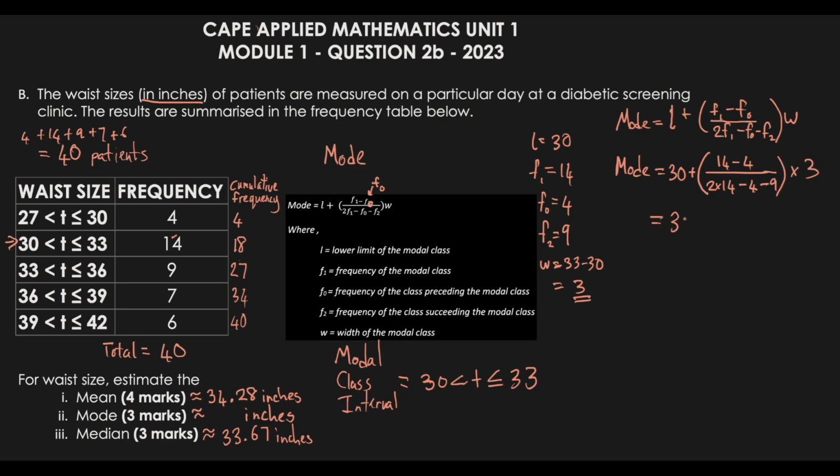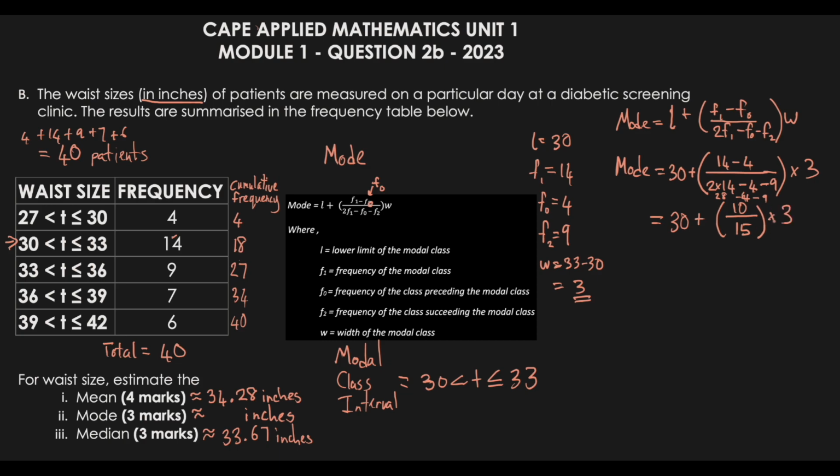So we'll end up with 30 plus, and then we'll have 14 take away 4, which is 10. Then we'll have 2 times 14, which is 28, take away 4, take away 9. So that would essentially equal 15. So 28 take away 4 is 24, 24 take away 9 is 15. And we are multiplying this by 3.